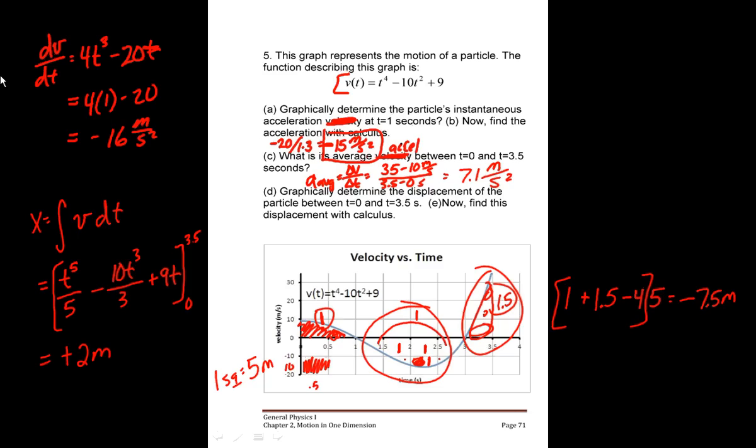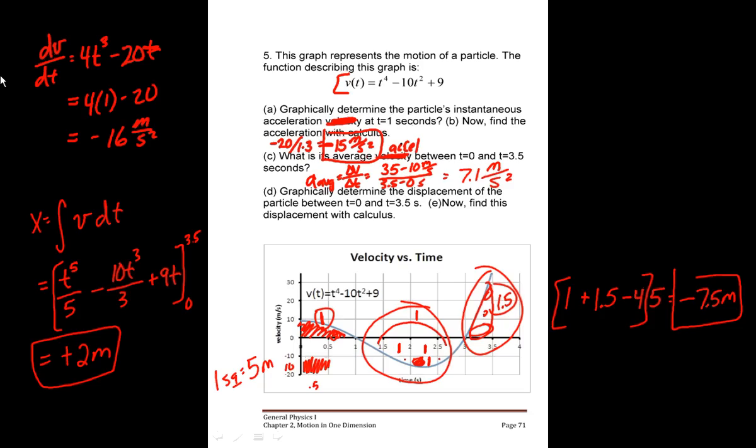All right, so we were a little bit off in estimating the area under that graph, but the actual displacement is plus 2 meters, and I get a minus 7.5 graphically. But again, this graphical method is very subject to problems, and we're just sort of estimating the area.